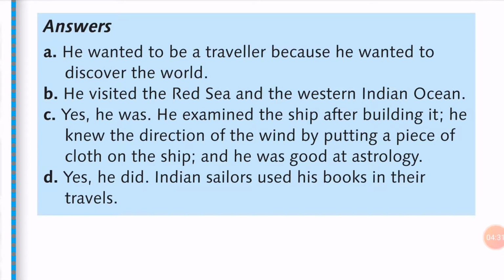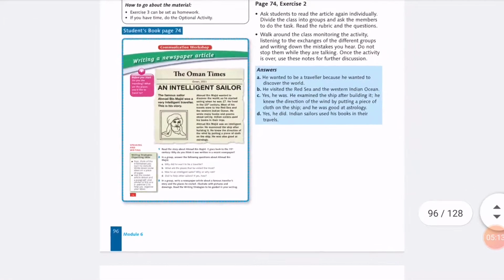Yes. He examined the ship after building it. He knew the direction of the wind by putting a piece of cloth on the ship, and he was good at astrology. Okay, we explained these lines in the paragraph and the article about Ahmed bin Majid. He was intelligent. He examined the ship. فحص السفن التي بناها وفحصها بعد بنائها وتأسيسها. And he knew the direction of the wind. وكان لديه طريقة في معرفة اتجاه الرياح بوضع قطعة من القماش على السفينة، وكان أيضا جيد في مجال التنجيم وعلم الفلك. The next question and the last one here.